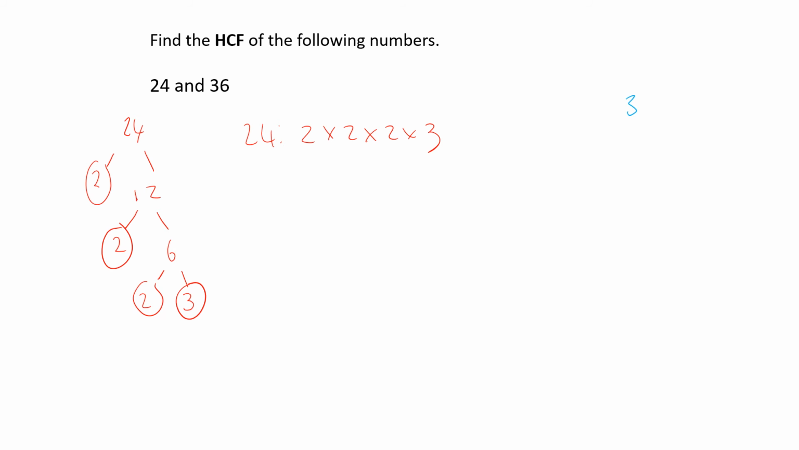I'm going to do 36 now. I'm going to do it into the 3 times tables, but remember, as always, it doesn't matter how you split it up. You'll always get the same prime factorization at the end.